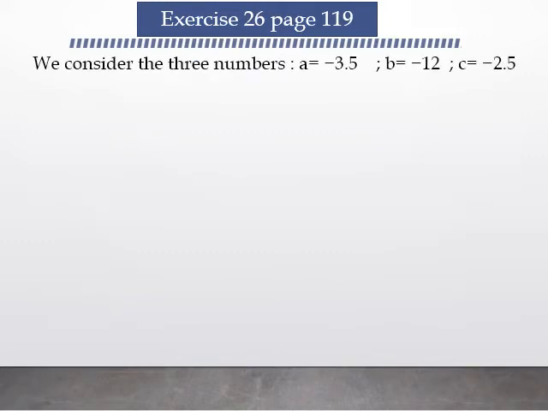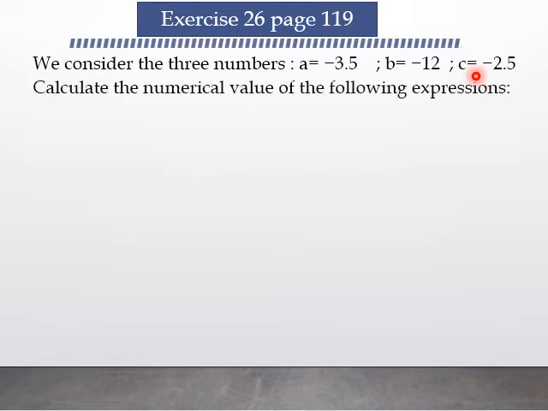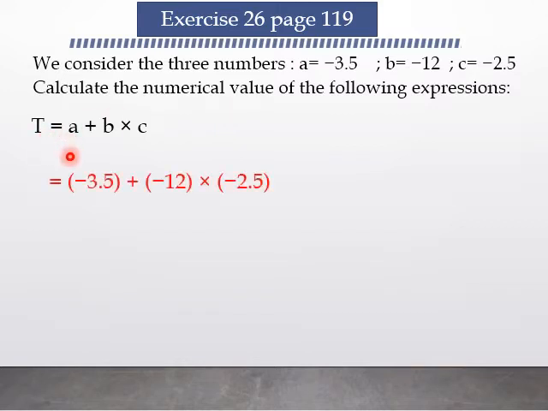Now, exercise 26. We consider the three numbers A equals minus 3.5, B equals minus 12, and C equals minus 2.5. Calculate the numerical value. I have to replace the letters A, B, and C by their values to calculate T. A is minus 3.5, and don't forget to write parentheses when you replace. Plus B is minus 12 times C is minus 2.5.